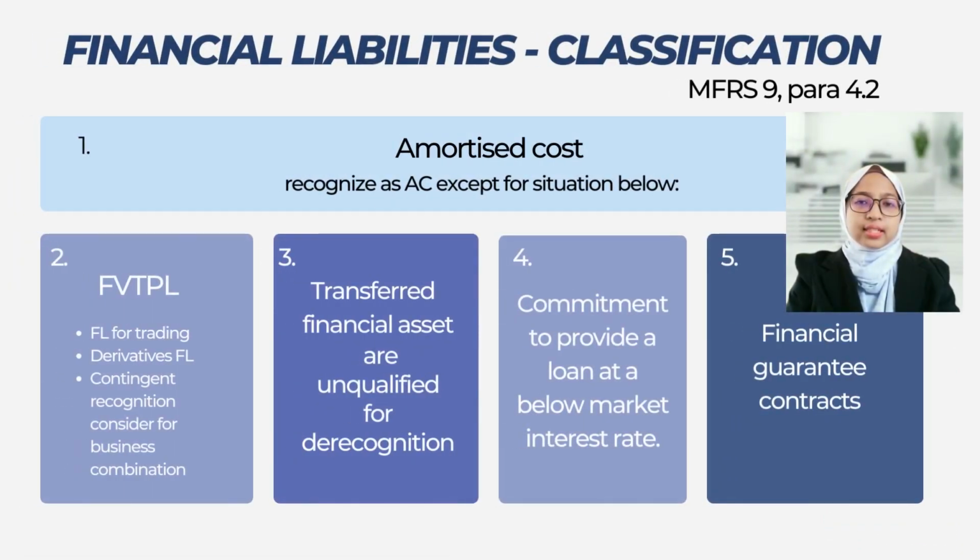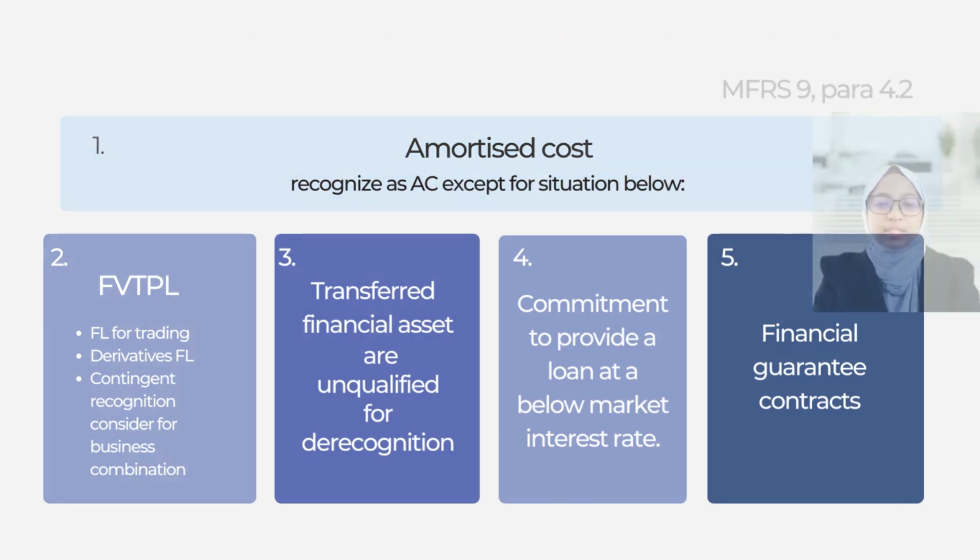For the classification of financial liability, we have five classes. First, amortized cost, and second, fair value through profit or loss. Third, transferred financial assets that do not qualify for derecognition or where the continuing involvement approach applies. Fourth, we have commitments to provide loans at below-market interest rate. And lastly, we have financial guarantee contracts. If we zoom in on fair value through profit or loss, we have items such as financial liabilities held for trading, derivative financial liabilities, and contingent consideration recognized in business combinations.